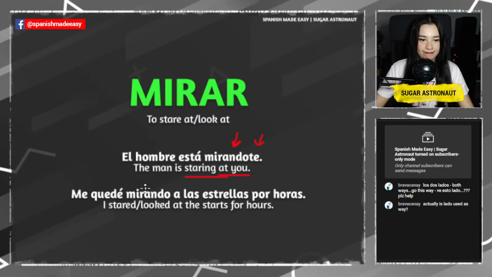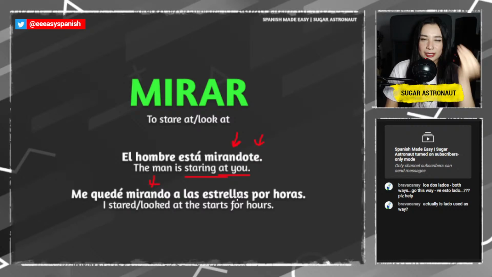The other example is, me quedé mirando a las estrellas por horas. Horas. So this means I stared or looked at the stars for hours. I would do that for sure. So, mirando, staring, looking at, just like, for quite some time. It could be even like, I think more than 3 seconds or so. Then you can use this verb. If you're staring at somebody or something for more than 3 seconds, then you can use the verb mirar for that.